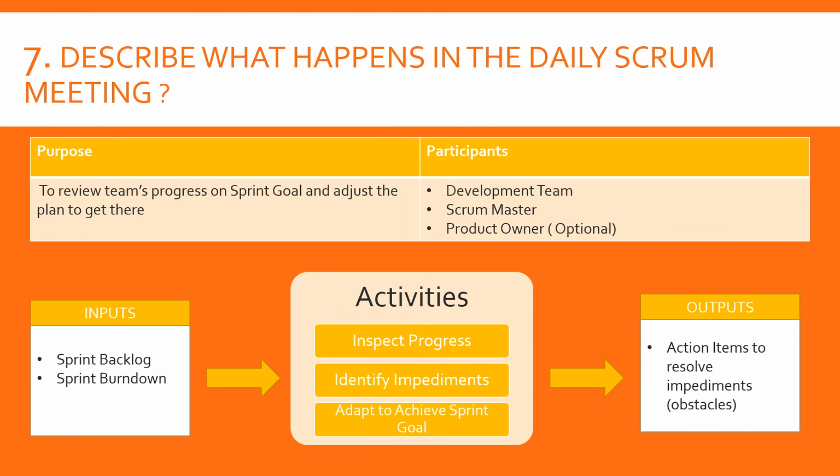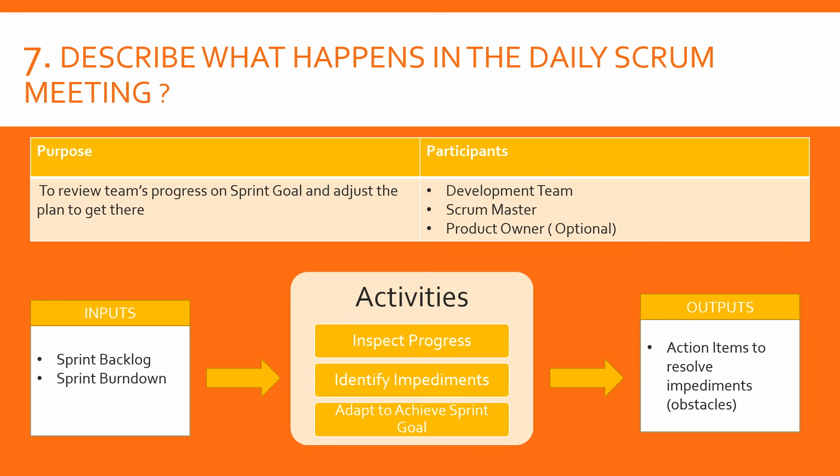Question number 7 is the next item, which is the daily Scrum meeting. They would ask you to explain what happens in the daily Scrum meeting. This is the daily Scrum, also termed a stand-up meeting. The purpose is to review the team's progress on the sprint goal and adjust the plan to get there. The participants are mainly the development team and the Scrum Master. The product owner is optional. It's good to include the product owner, but he or she is optional.